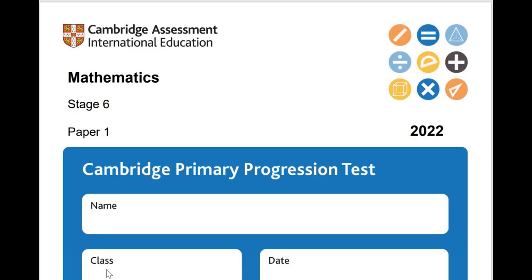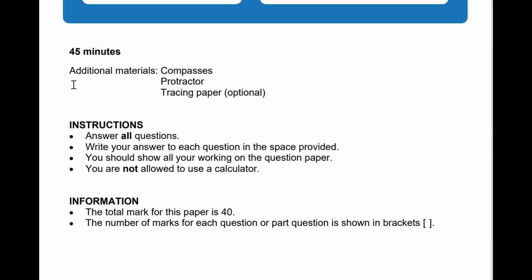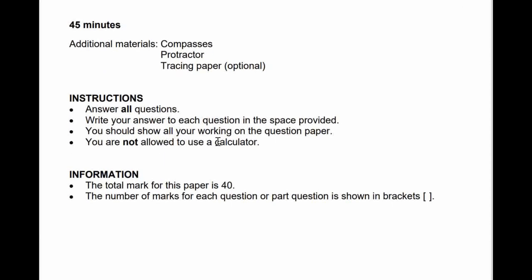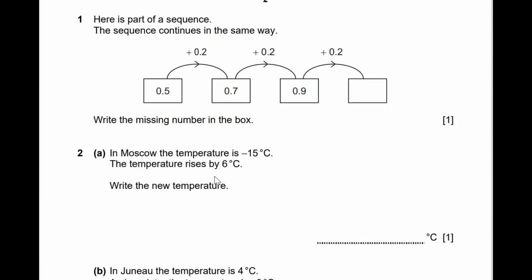This is the full screen of the past paper, Mathematics Stage 6, Year 1, 2022. Let's scroll from question 1. This is 45 minutes, no calculator. Total mark is 40. Now let's get started with question 1. You may take a screenshot and save it in your computer for practice, or maybe you want to print it out while doing this quiz so you can practice much easier.